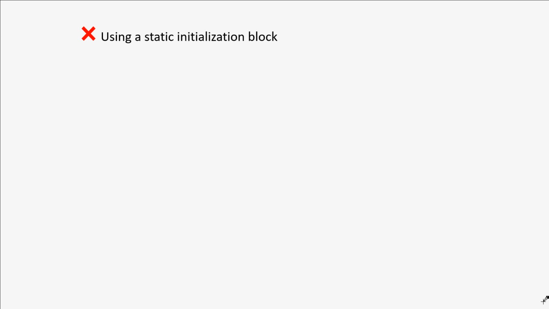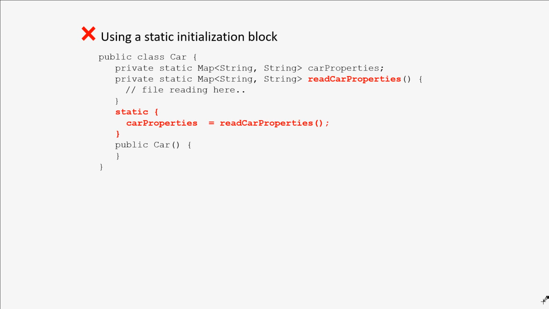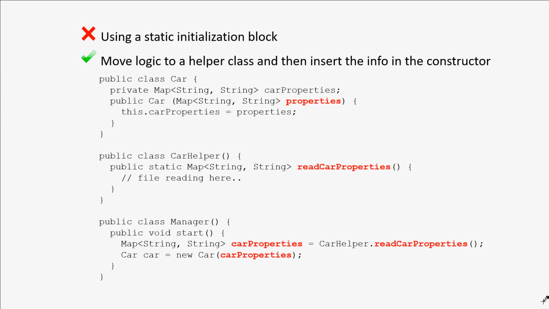The last suspect, which you hopefully rarely encounter, is the static initialization block. While in some cases it can provide some good optimizations, for testing it's a nightmare. Just imagine that inside the static block, the method for reading the car properties breaks during testing due to some exception that you cannot avoid. The unit test will crash miserably. An alternative would be to move the logic inside the helper class, then use a class like a manager to construct the car using the preloaded properties.